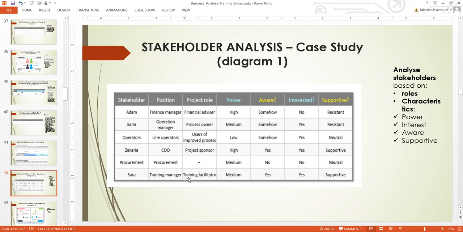Okay, let's look at somebody who is supportive. Sarah is a training manager and the training facilitator. In terms of power, in my own approach I don't use medium, I just use either high or low power. So under this medium, I'll classify it as high power, because there is no medium for me. Even 5 from the range of 10, if you are measuring it from 1 to 10, if somebody is within the 5, you should treat them as high power. And interest? Interested, yes. And supportive, yes. With these two data, you should be able to understand whether the person is supportive or not.